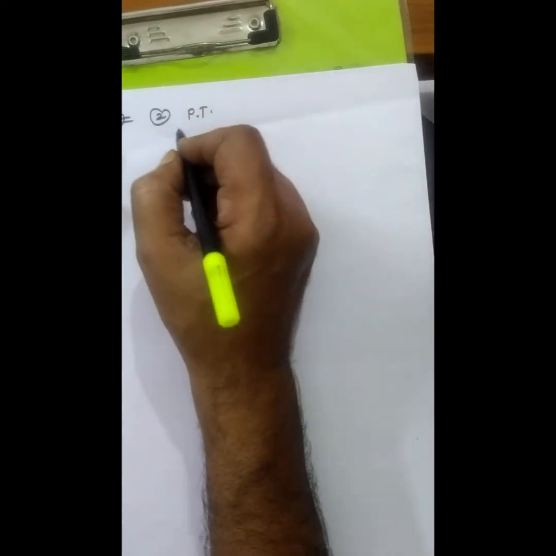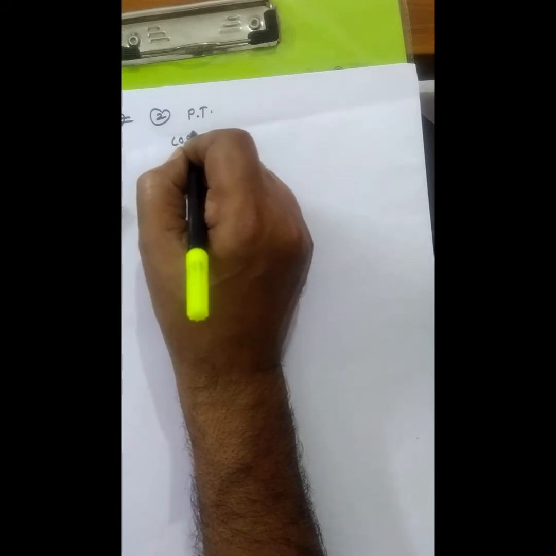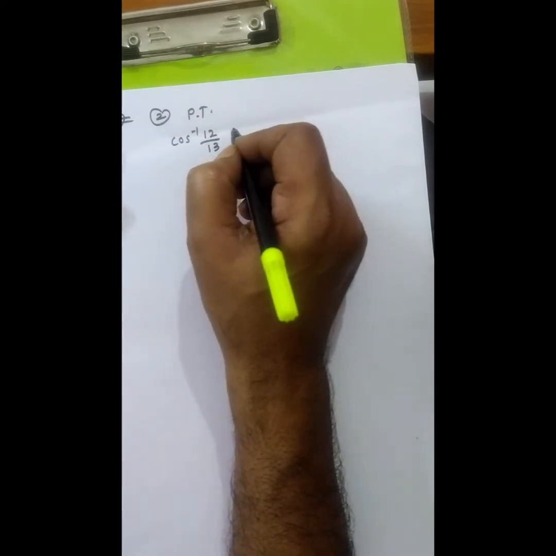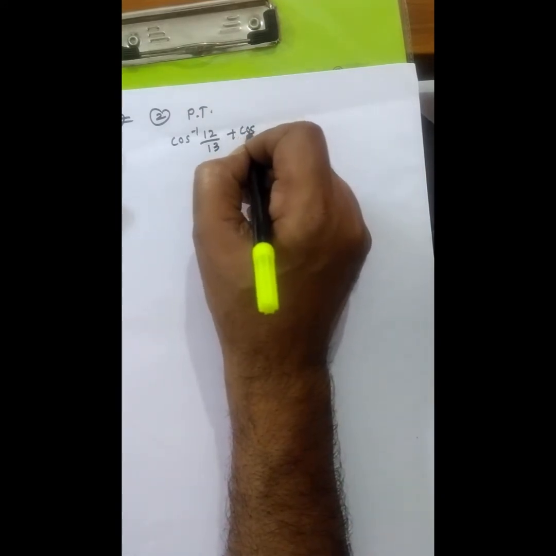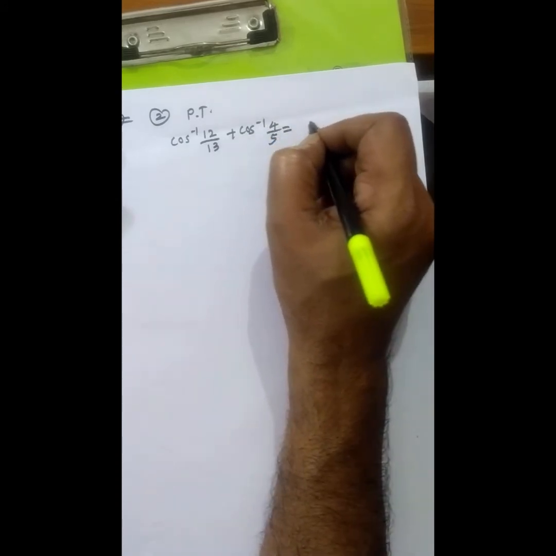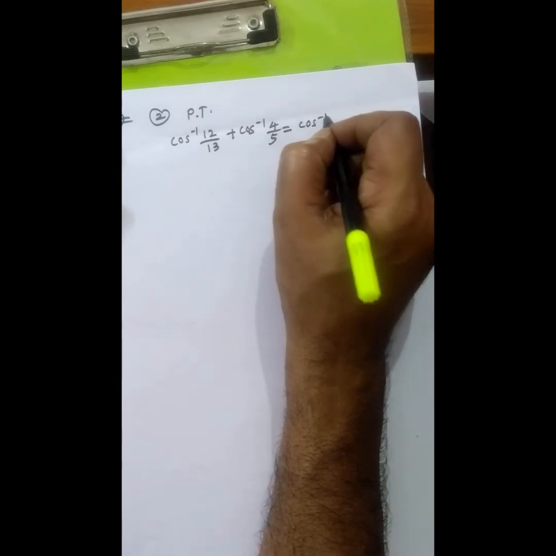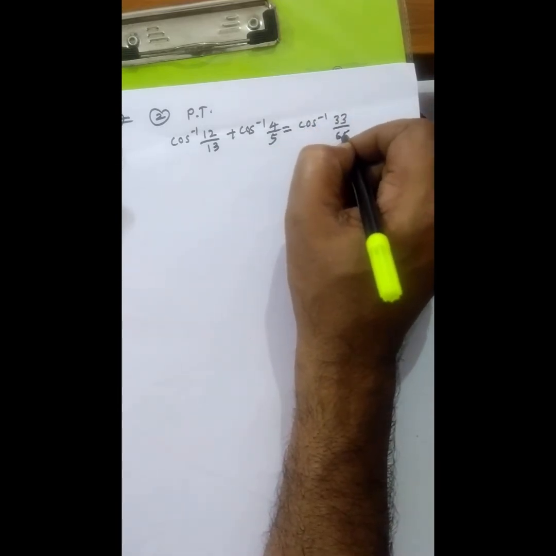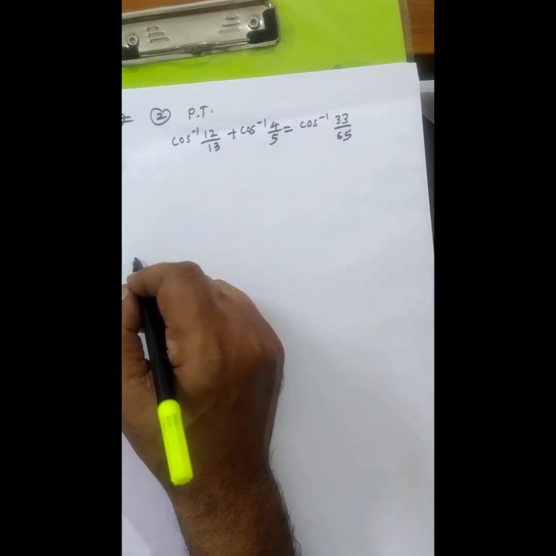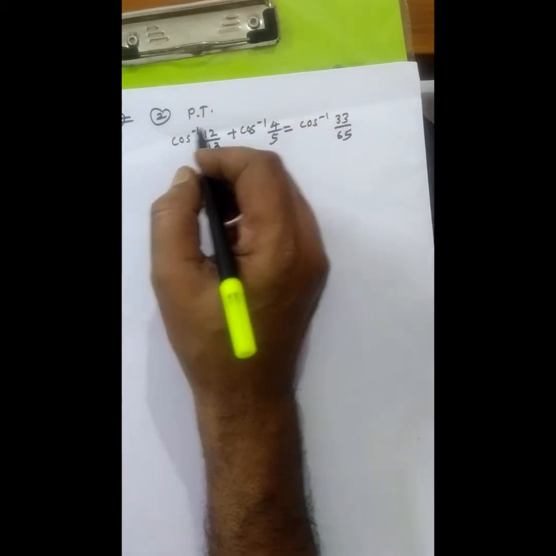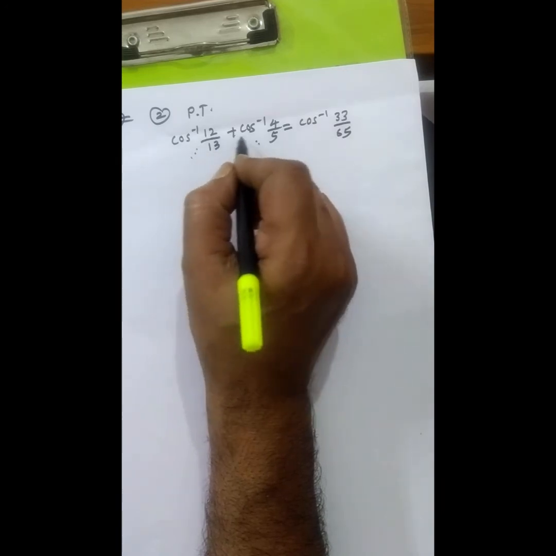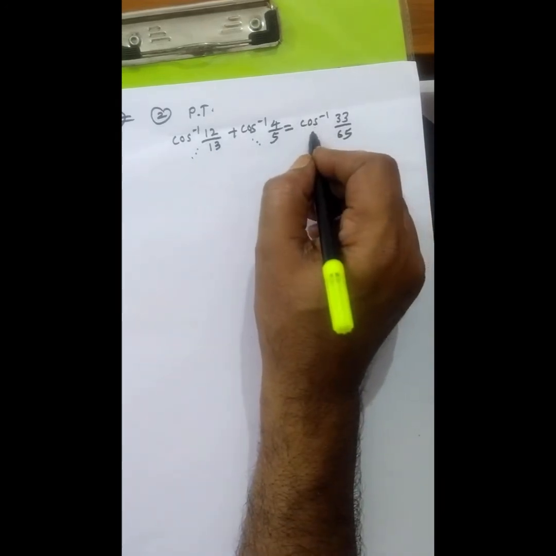cos inverse of 12 by 13 plus cos inverse of 4 by 5 equals cos inverse of 33 by 65. Prove that cos inverse of 12 by 13 plus cos inverse of 4 by 5 is equal to cos inverse of 33 by 65. Here on the left hand side both may be cos or both may be sine, or one may be sine and one may be cos. Right hand side either it may be cos or sine.